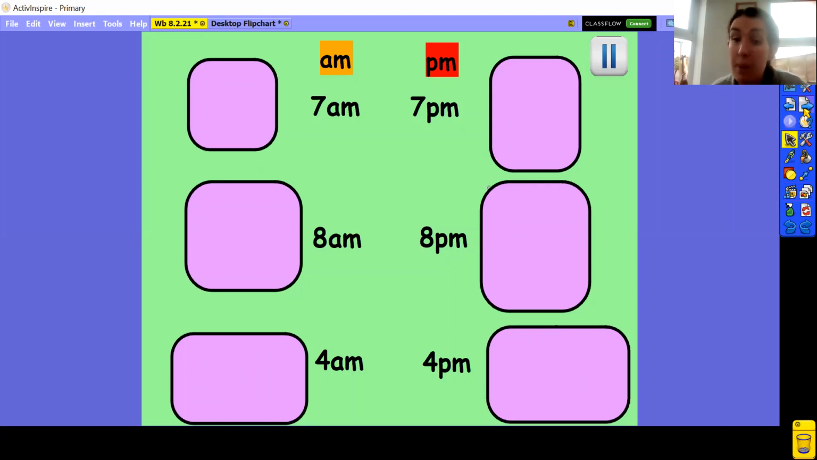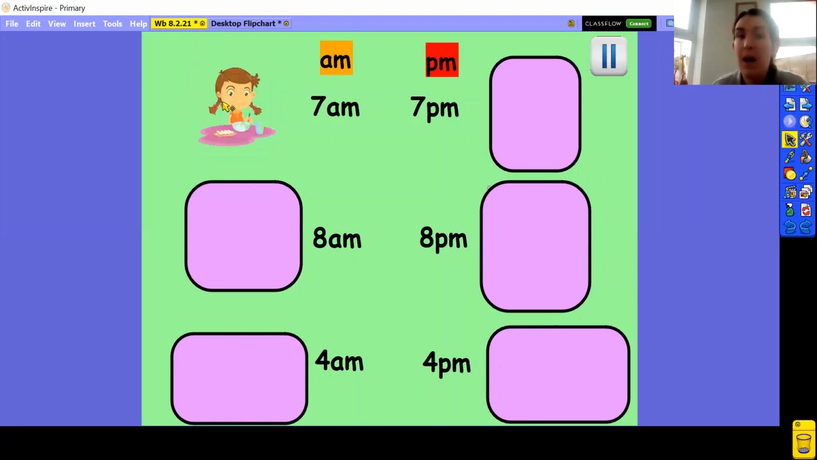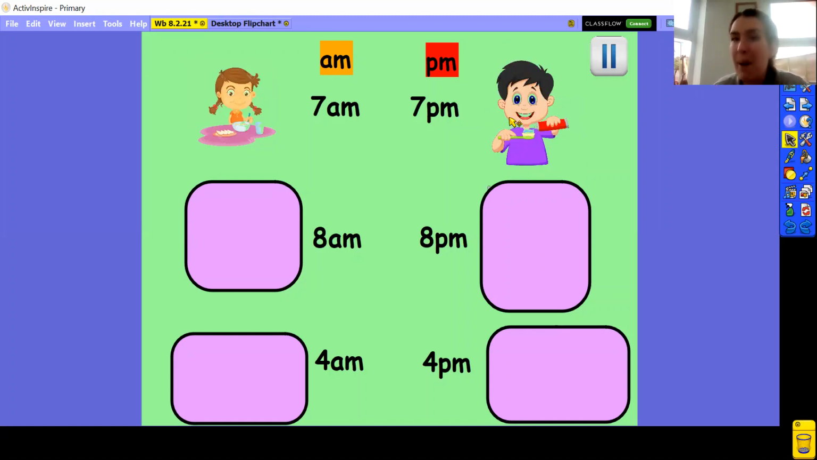Okay, let's see what you came up with and what I came up with. Now, obviously, your things might be completely different to mine, and that's absolutely fine. So 7 AM, I might be eating my breakfast because it's in the morning. At 7 PM, I might be starting to think about getting ready to go to bed and brushing my teeth. So you can see the difference between AM and PM. Now, you wouldn't eat your breakfast at 7 PM.